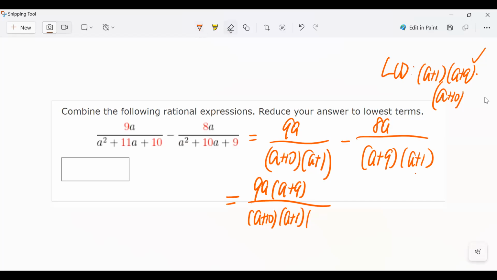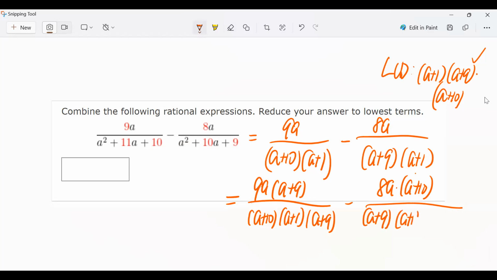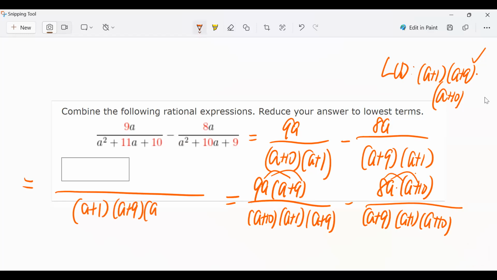Second one, you multiply by a plus 10. A on top, and then a plus 10 inside the parentheses. A plus 1, and a plus 10. Now, same denominator, so we're just going to combine like terms, right? So we put it under one denominator, which is a plus 1, a plus 9, a plus 10.